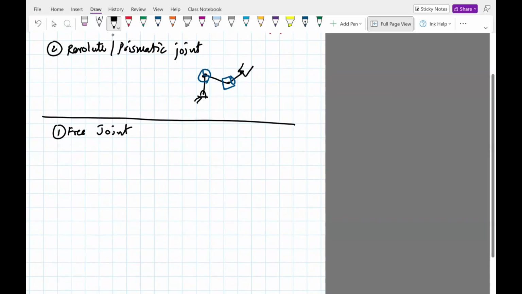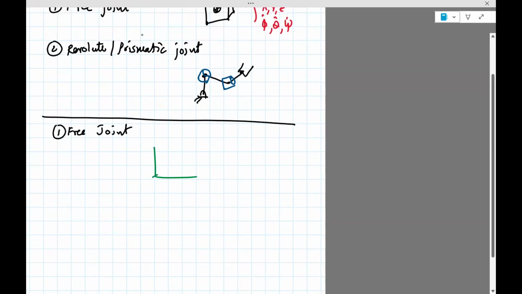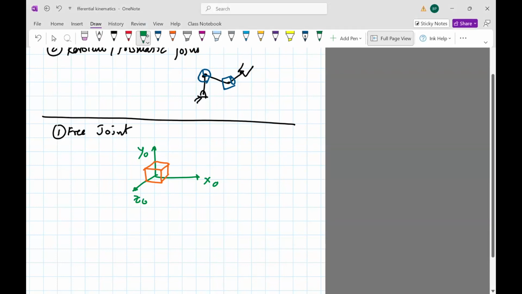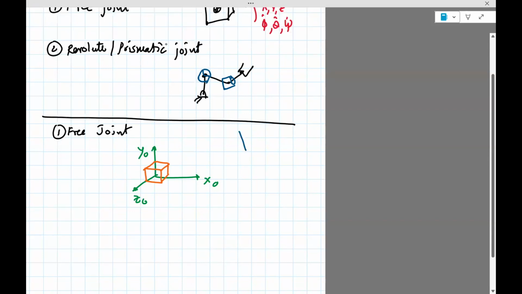So the caricature I have for the free joint is the one we've drawn so many times. We have x, y, z, that's like the base frame. There's an object at this frame. This is like the initial position. And then the frame or the object moves. As it moves, we attach the frame to the object, and that frame also moves. So let's say that the frame is like this, x1, y1, z1.